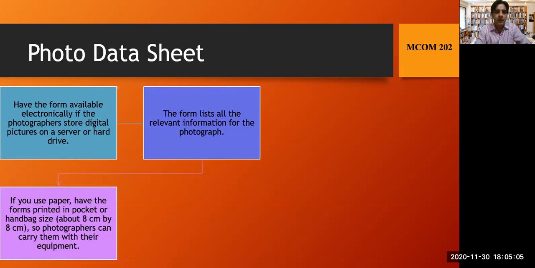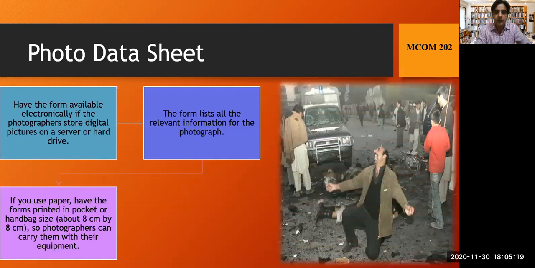Have the form available electronically if the photographer stores digital pictures on a server or on a hard drive. So the form lists all the relevant information for the photographs. If you use paper, have the form printed in pocket or handbag size so that photographers can use them.